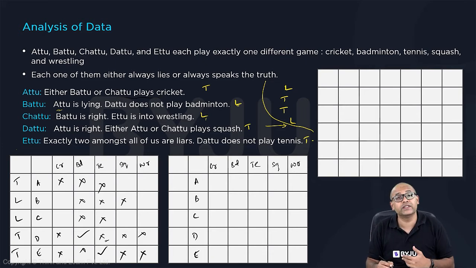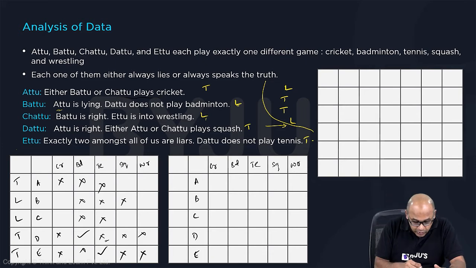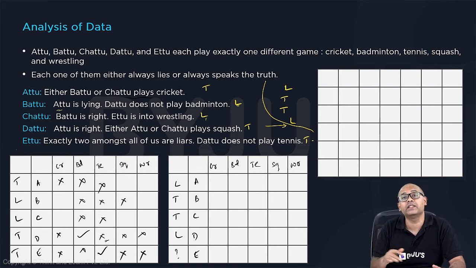Again, we don't know about E. E could be true or false. So let's go ahead and write this down. Based on our assumption, we get liar, truth, truth, liar, and we don't know about this as of now. Now, person A says either B or C plays cricket, which means B and C do not play cricket. So cricket is not played by B and C. Now B says Dattu does not play badminton. So Dattu does not play badminton. Then the next person says Ettu is into wrestling. So E is into wrestling. So this is taken care of.